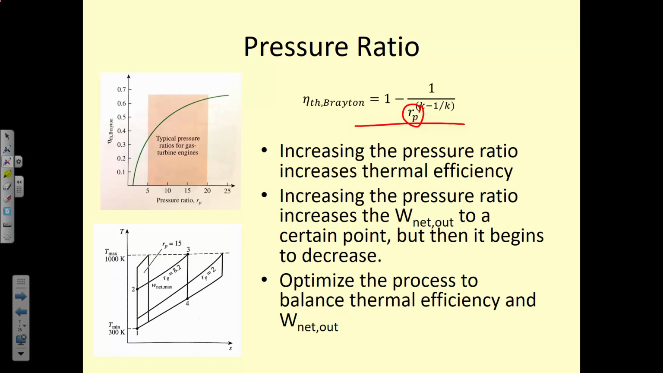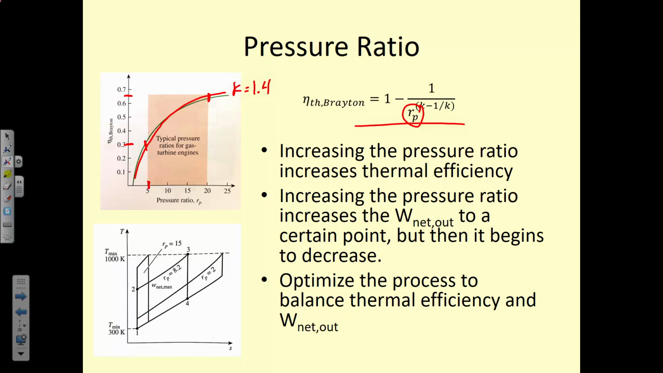One is that we can increase this value, this pressure ratio. So that's a positive thing to do, and this is a plot of K equals 1.4 on this diagram here. So the shaded area is showing you the typical pressure ratios for a gas turbine engine. It's usually between 5 and 20. And you can see that the thermal efficiency of the Brayton cycle increases with pressure ratios. So for a pressure ratio of 20, we have a thermal efficiency of about 65%. For a pressure ratio of 5, our thermal efficiency is only about 30%. That's for K equals 1.4.